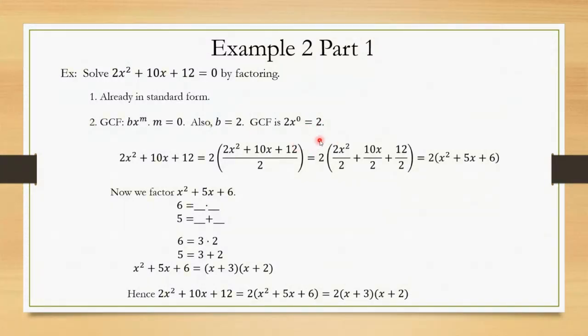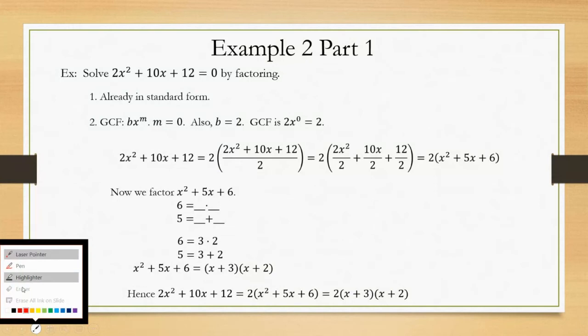So the GCF is 2. And again, let's factor it out. And that's what I'm doing here, right? I put it in front. We have to divide to get what's left over. Dividing, you divide into each term.